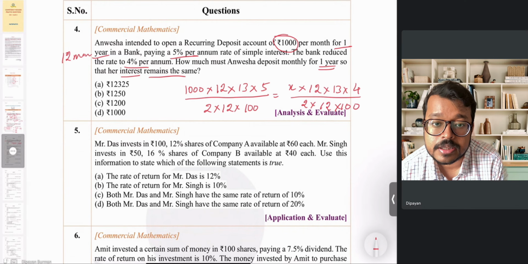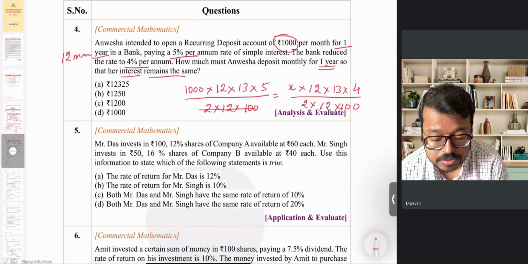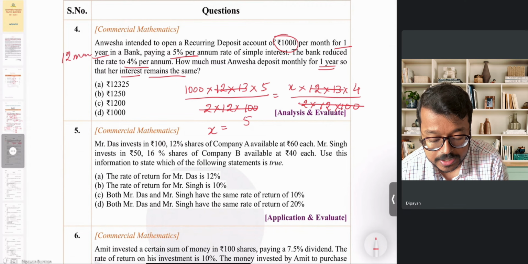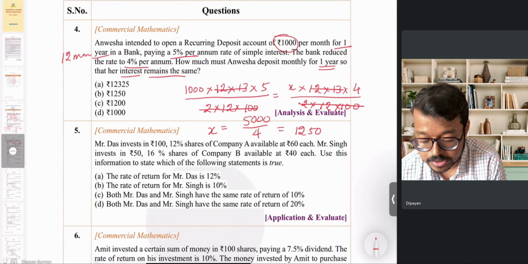So when I'm comparing these two, when I'm equating these two, denominators are cancelled, 12 into 13 is cancelled. So my new monthly deposit X will be equal to 5000 divided by 4, which is 1250, which is option number B.